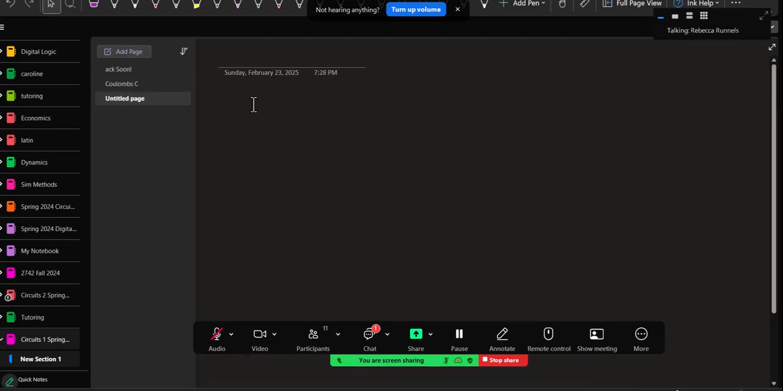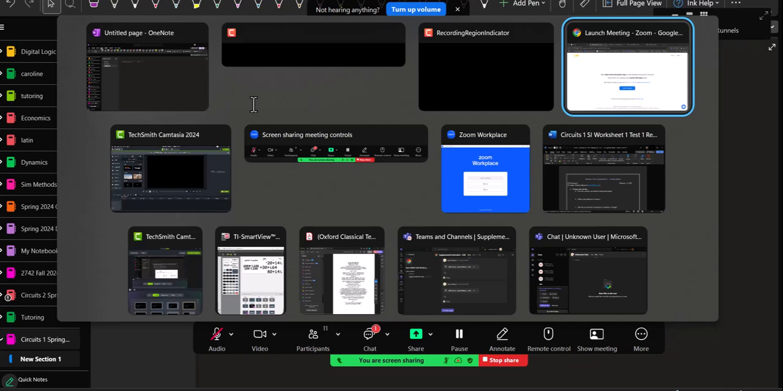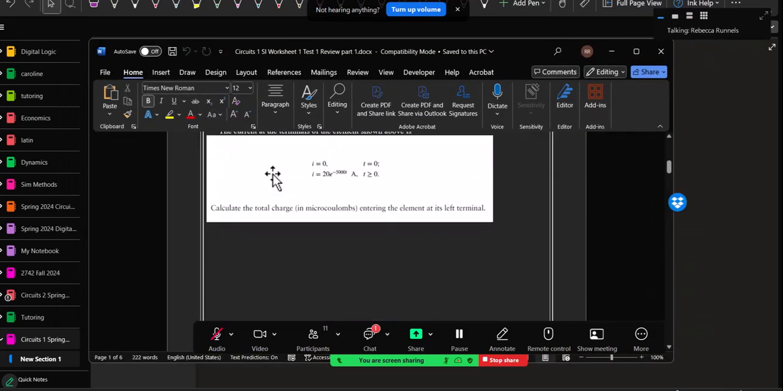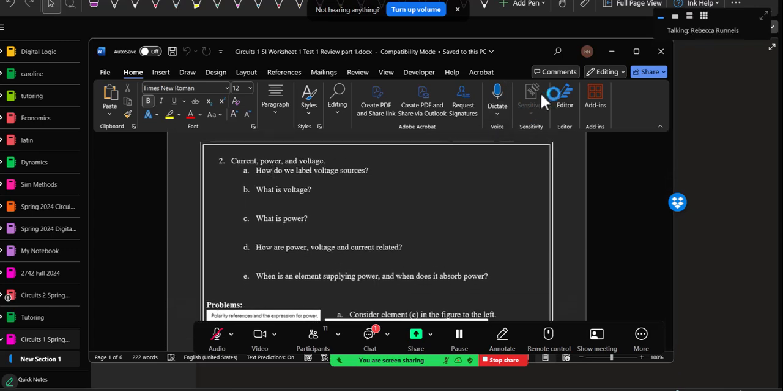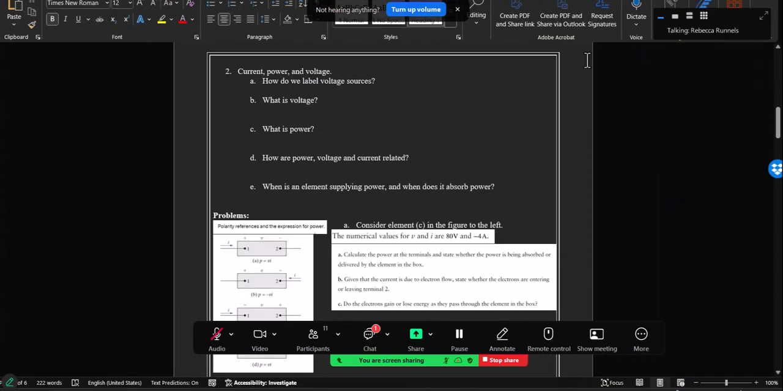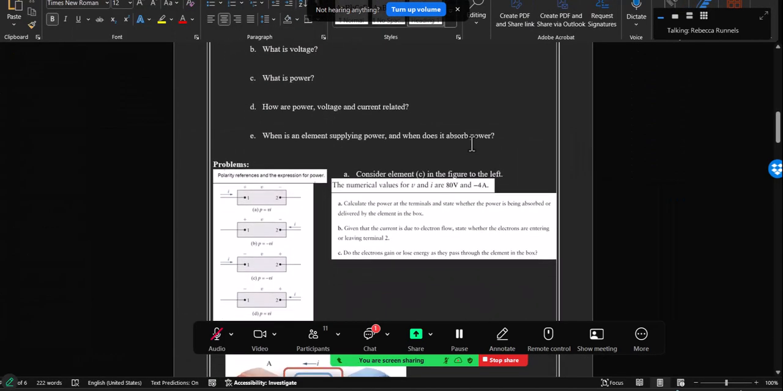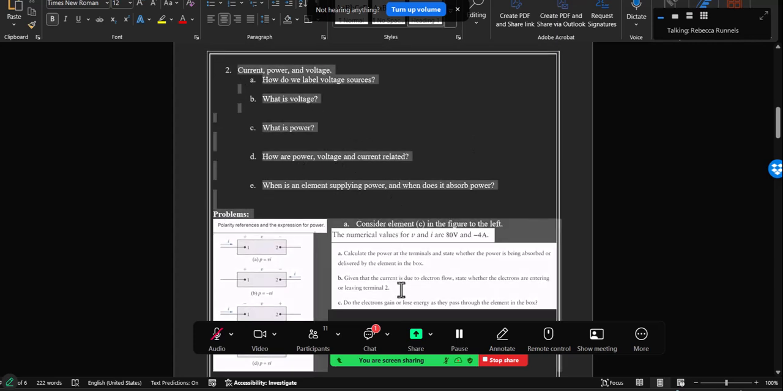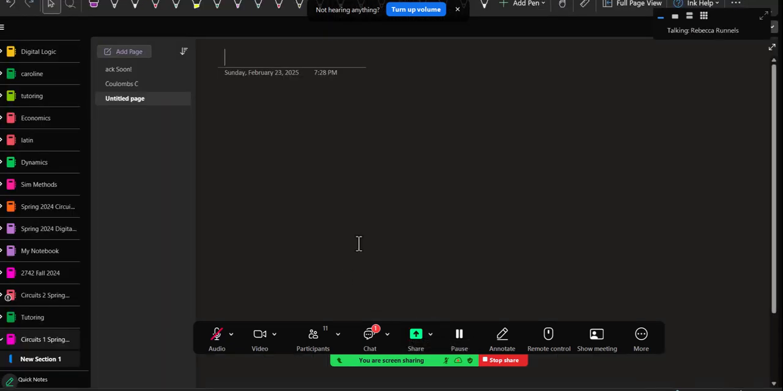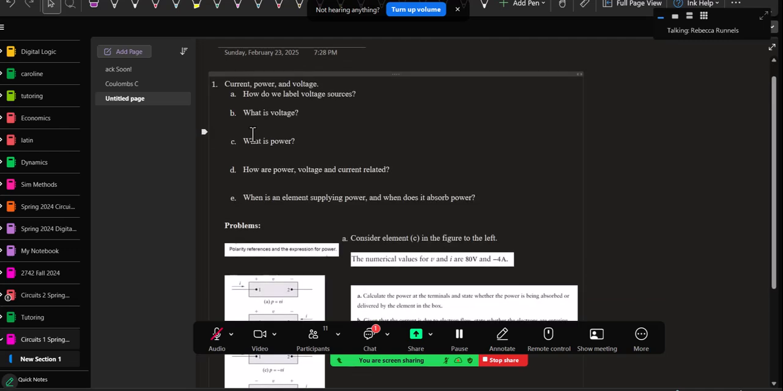All right, so the next problem is about voltage. And there's some misconceptions that I'm hoping I can clear up right here at the beginning so that it doesn't continue to bother people later on. And that's how we measure voltage and how we denote voltage on circuits.